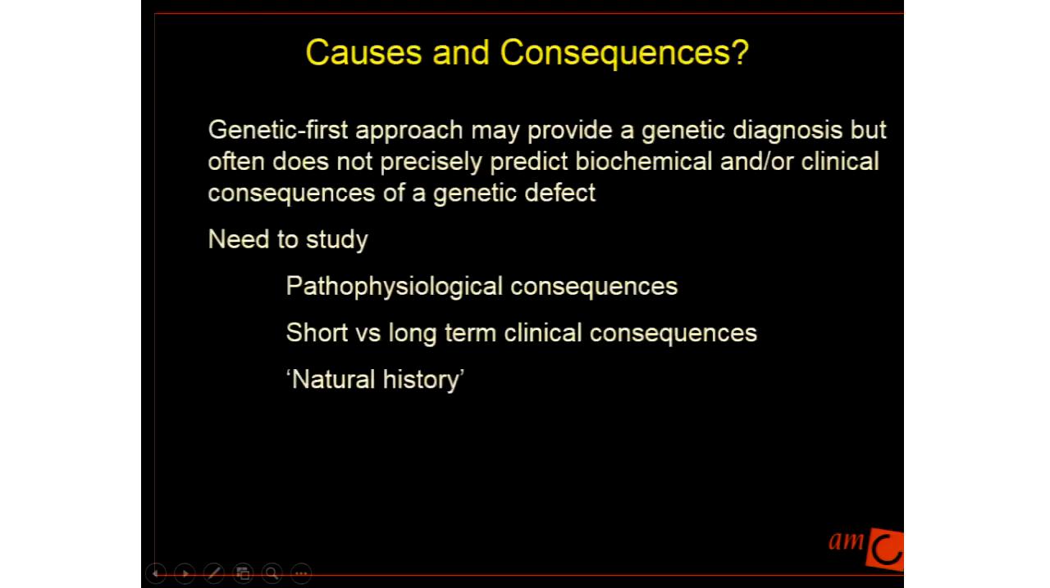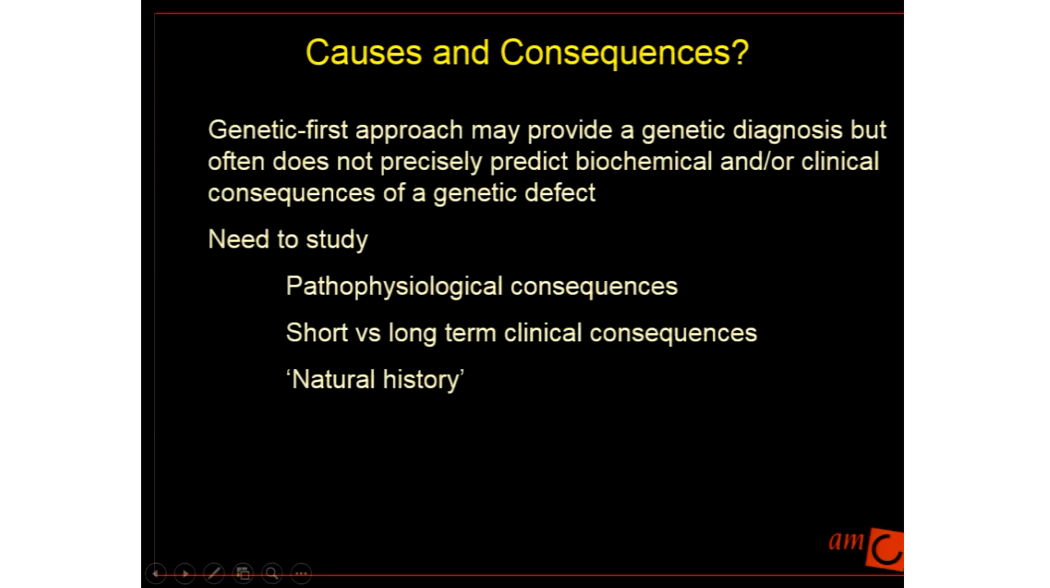So all these examples show that the genetic first approach may provide a genetic diagnosis or a tentative diagnosis, but often does not precisely predict the biochemical or the clinical consequences of a genetic defect. And that is why you need additional studies to determine what the genetic variant, genetic defect may be. And these studies are needed to determine the pathophysiological consequences.